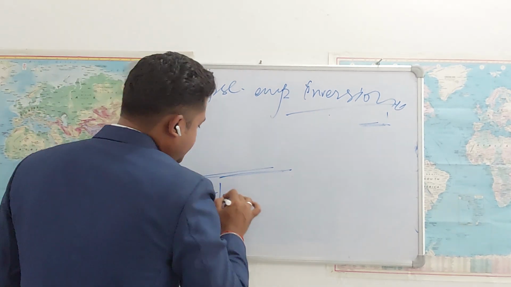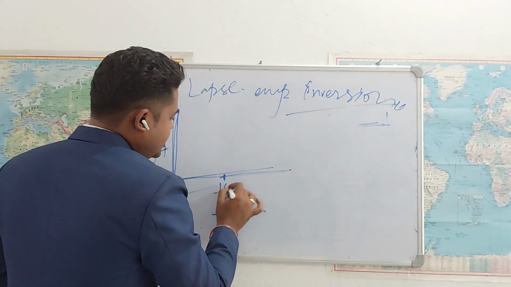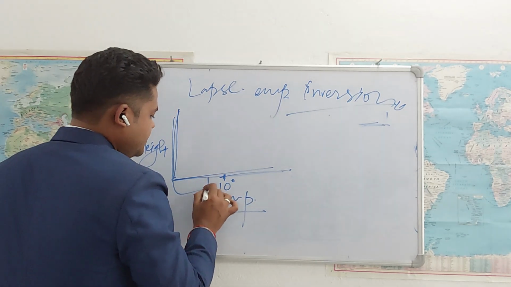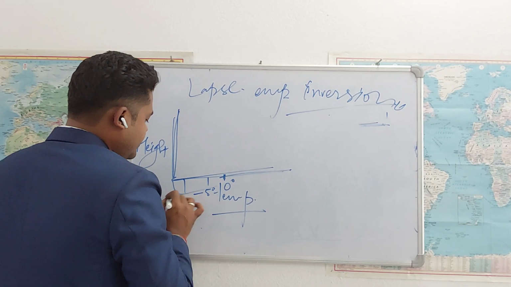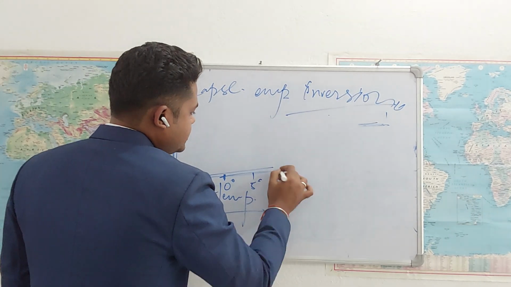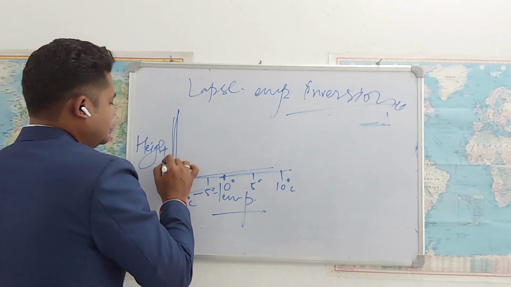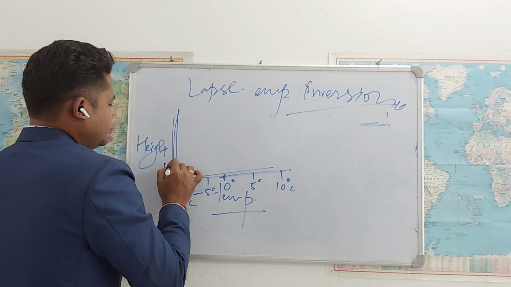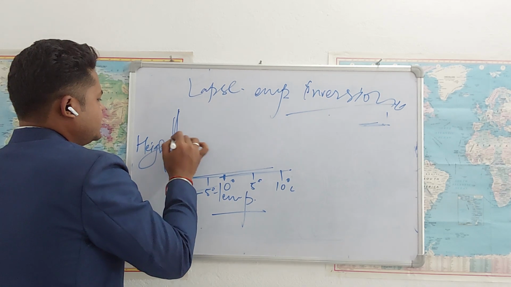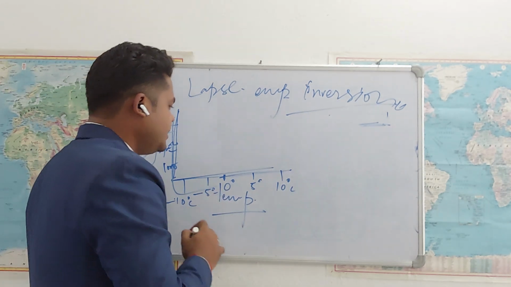This is my temperature. Suppose this is 0 degrees Celsius, this is minus 5 degrees Celsius, and this is minus 10 degrees Celsius. This is 5 degrees Celsius, this is 10 degrees Celsius. And this is 1,000 meters, 2,000 meters, 3,000 meters. So what will happen here?